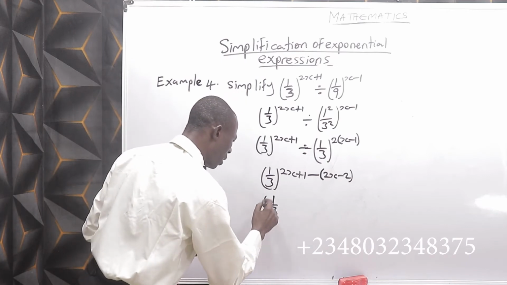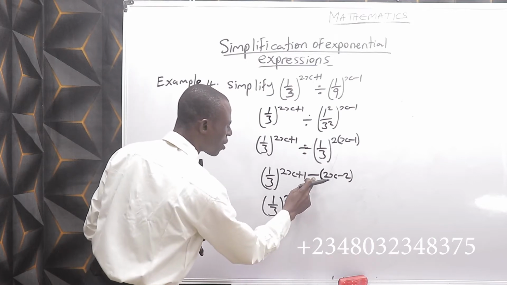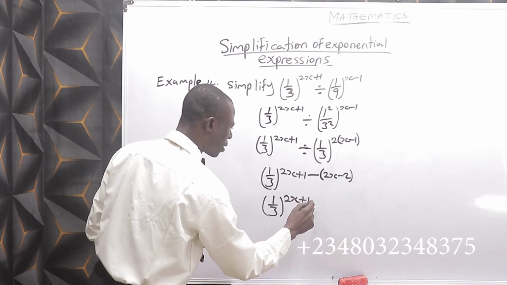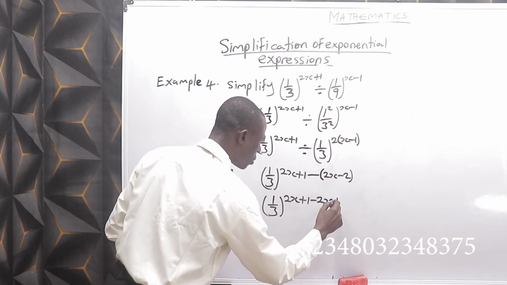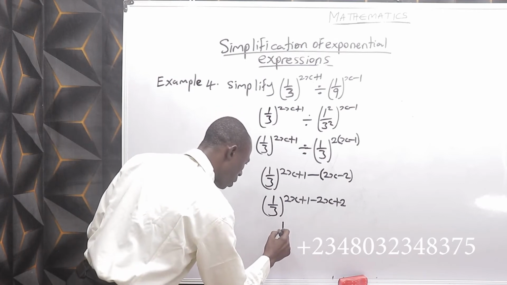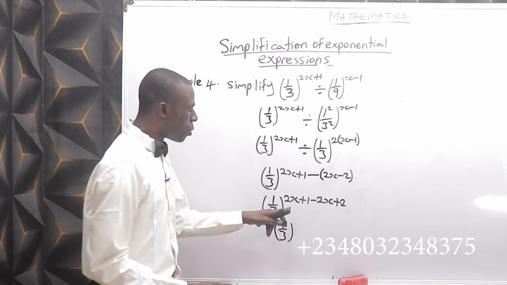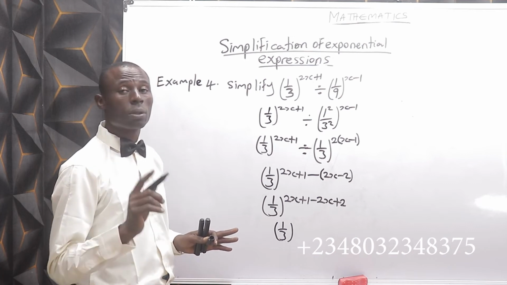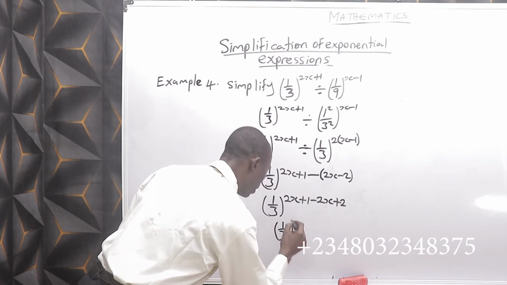So 1 over 3 in brackets is raised to power 2x plus 1. Use this minus to open the bracket. Negative 1 multiplies by 2x gives you minus 2x. Minus times minus 2 is plus 2. In simplifying this, you have 1 over 3 raised to power, 2x minus 2x cancel out each other to give you 0. 1 plus 2, that gives 3.